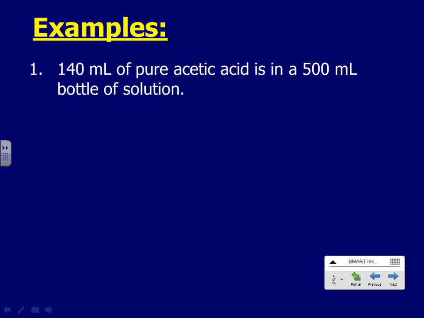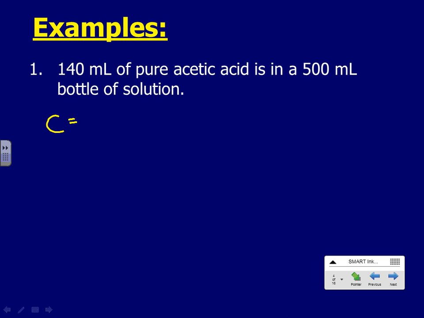So in this example, I've been given the number of milliliters of pure acetic acid in a 500 milliliter bottle of the solution. It looked like it could be a type of vinegar. It may not be 5%, but let's calculate the percentage. So this one is pretty straightforward. I've got 140 milliliters of pure acetic acid in 500 milliliters of solution. So let's get that concentration.